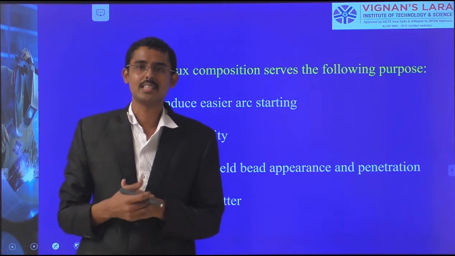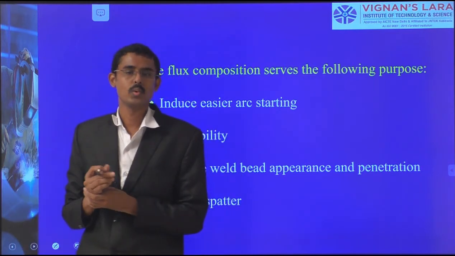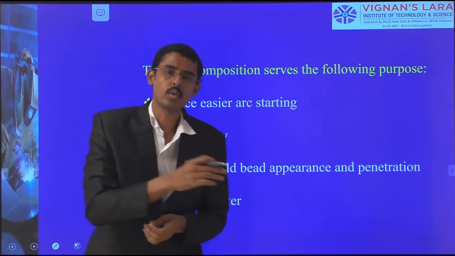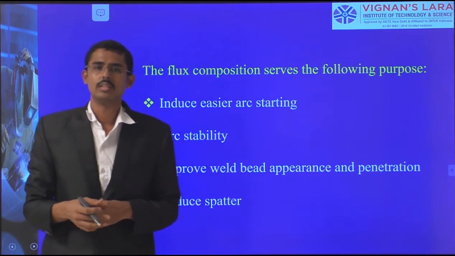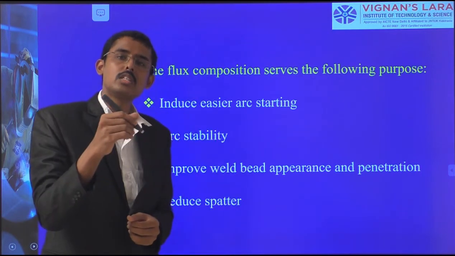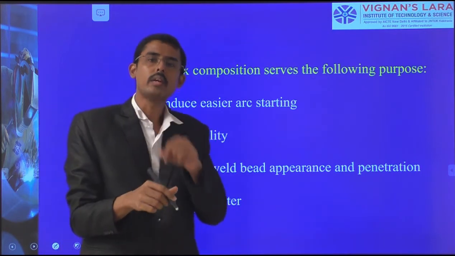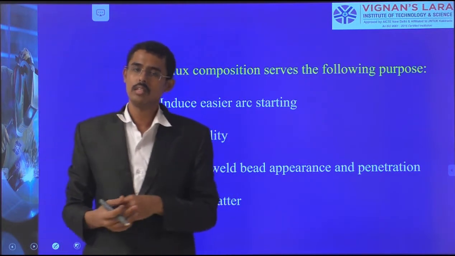In the previous classes, we have talked about the shielded metal arc welding process, its working principles, applications and advantages. Continuing with that, we have to see the categories of this electrode also. We are using the consumable electrode. This consumable electrode is categorized into 3 categories that we are going to see in this class.